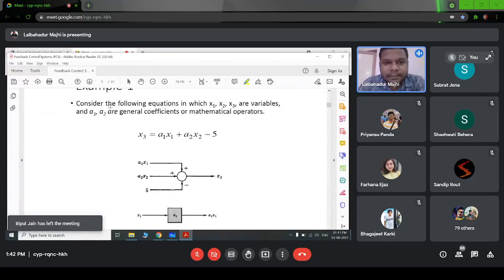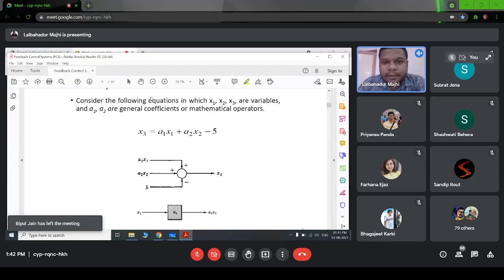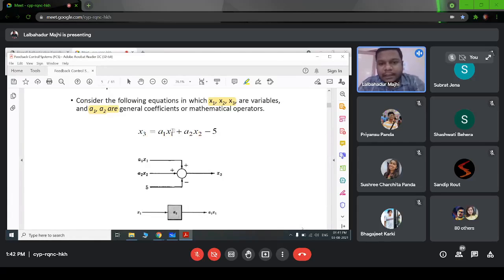So let's consider this example. Consider the following equation in which x1, x2 and x3 are variables, and A1, A2 are general coefficients or mathematical operators. Suppose our x3 is represented as A1 x1 plus A2 x2 minus 5. How can we represent it in a block diagram? The output is x3, equal to A1 x1 plus A2 x2 minus 5. That means we have to add a summing point for this plus and minus operation, this addition and subtraction operation.